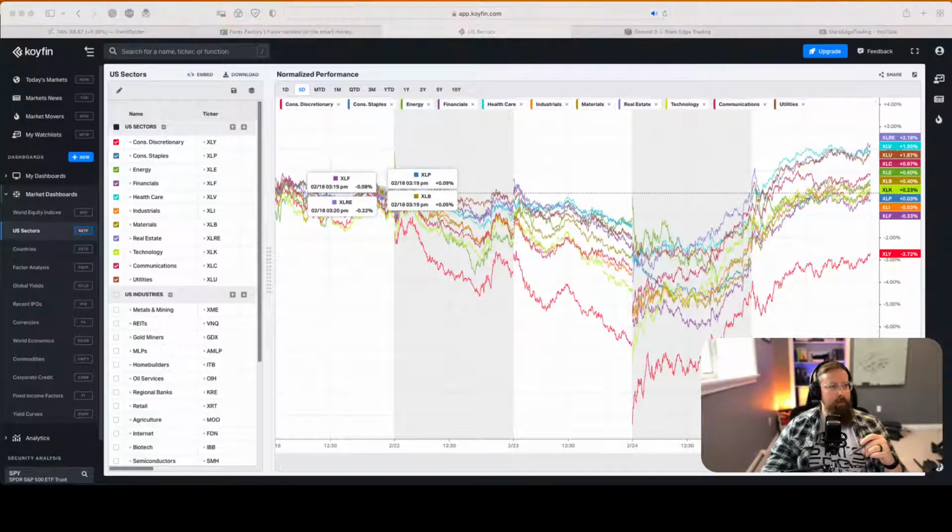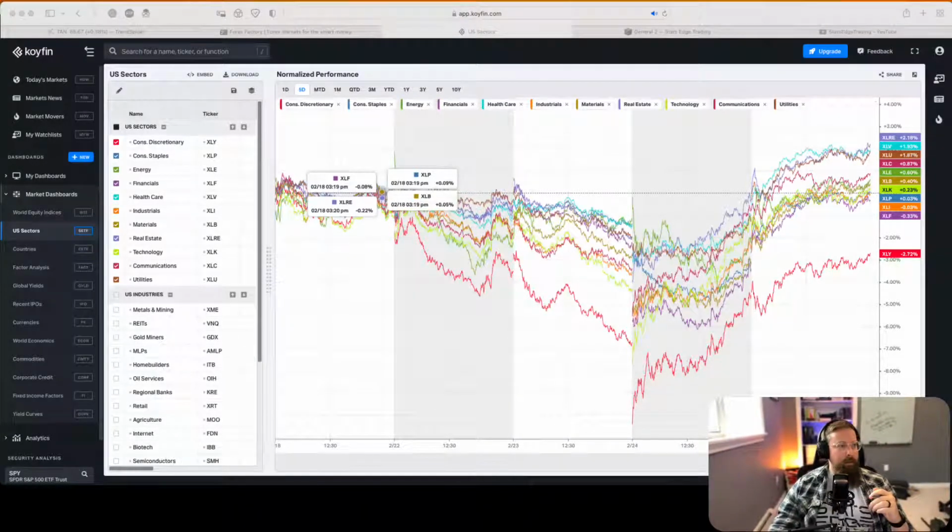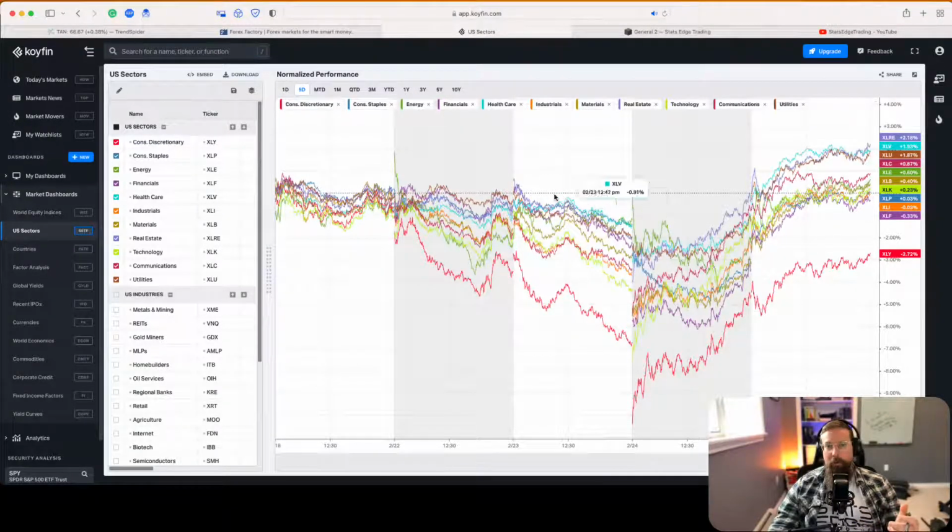So actually, I need to get a scene that's just get my face out of the way, but I'll just push myself down here for now. This is basically the individual sectors that make up the S&P 500 and their performance throughout the week, right? So you had the big sell off in anticipation, and then you had the big bounce in reaction to the overall market, with most of the sectors leading higher.